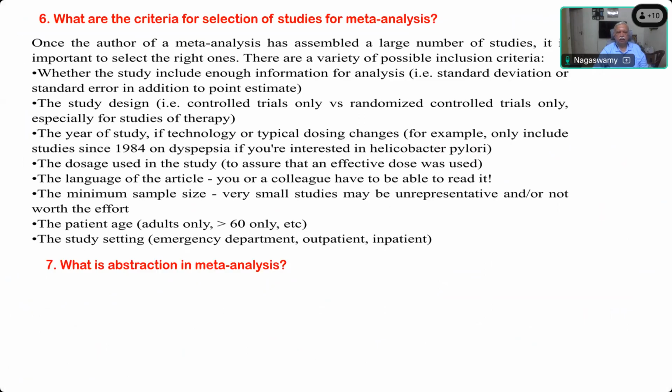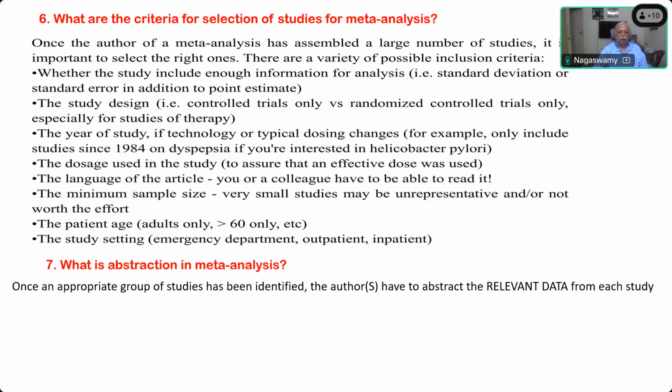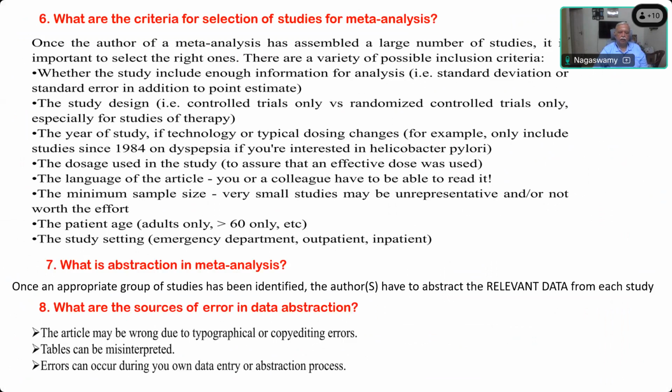What is the abstraction? After identification and selection, we go for abstraction. Once an appropriate group of studies has been identified, the authors have to abstract the relevant data from each study. What are the sources of error in data abstraction? The article may be wrong due to typographical or copy editing errors. Tables can be misinterpreted. Errors can occur during your own data entry or abstraction process.